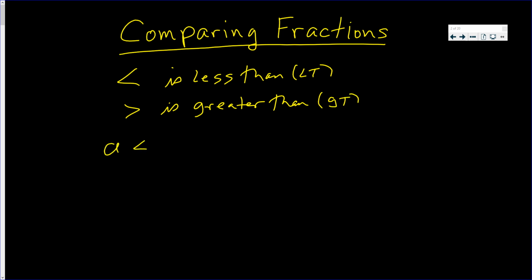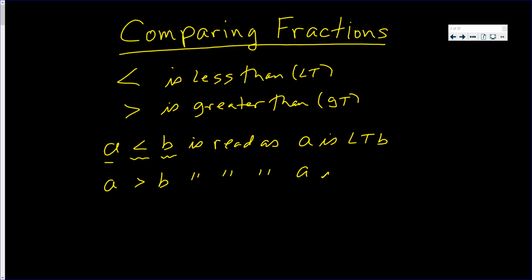So if you have this, it is read from left to right as A is less than B. And this is read as A is greater than B. Notice, big times. So this is A is less than B.